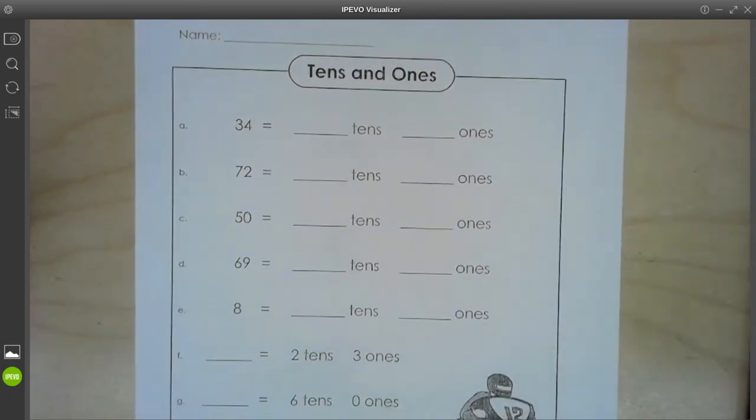Hello guys, today is Thursday, April 8th, and we are working on our math video for the day. Since we wrapped up our last chapter, we're still working on the same thing, just doing some different worksheets and games with it. So we're still working on the tens and ones.